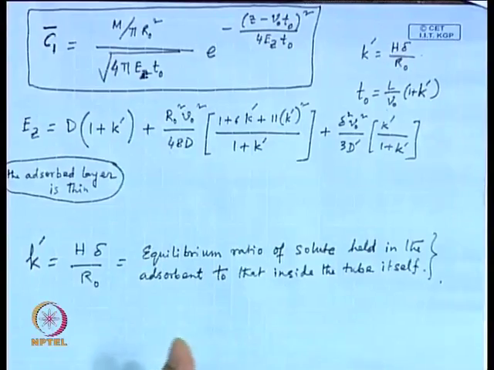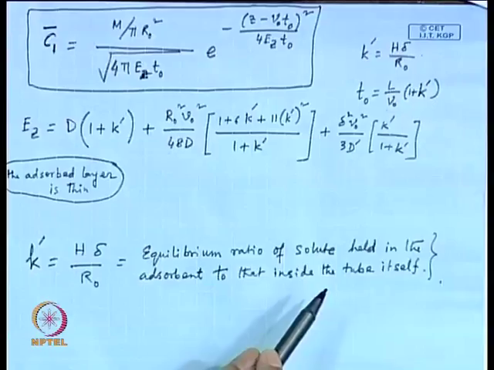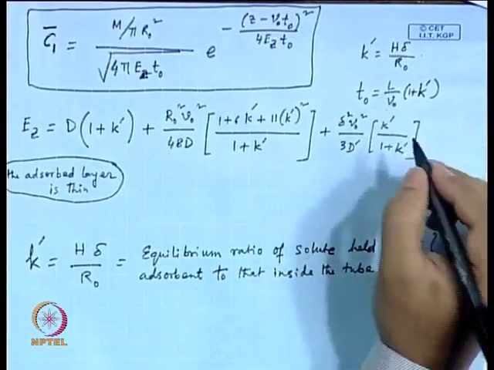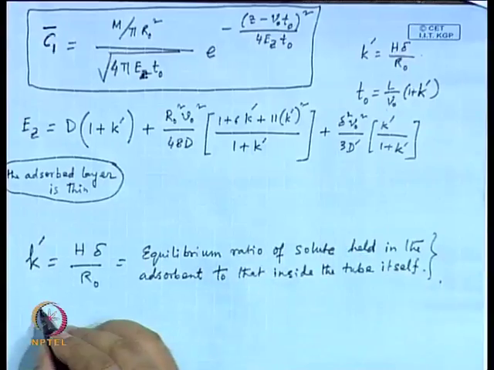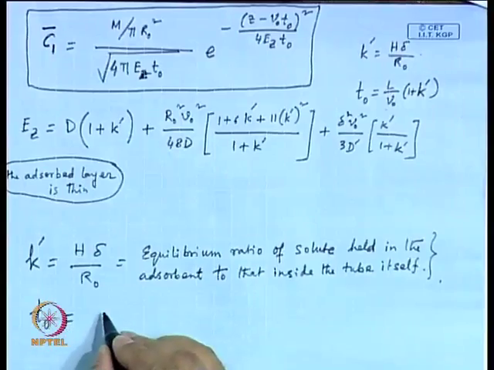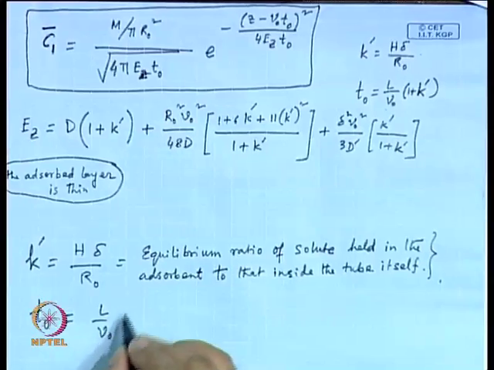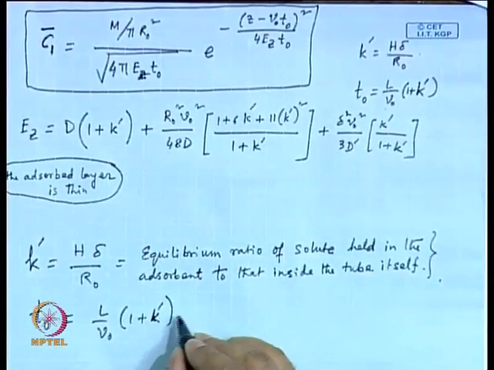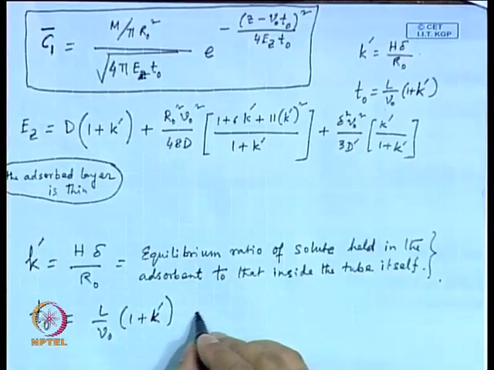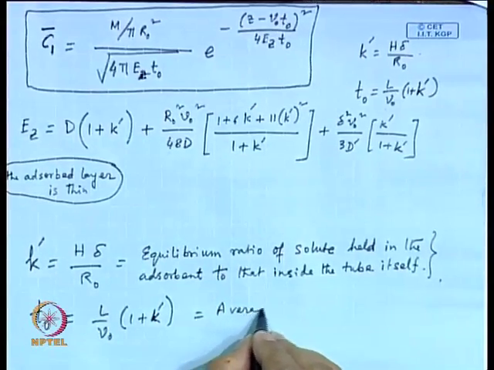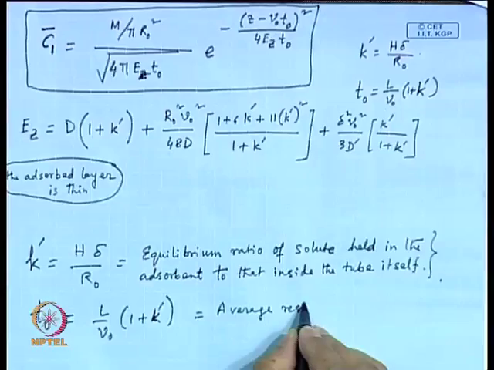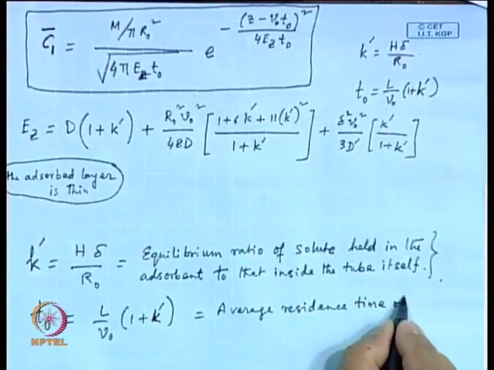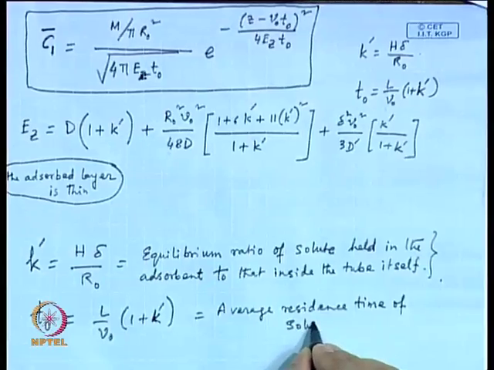Okay, that is what K prime is, the equilibrium ratio of solute held in the adsorbent to that inside the tube itself. Now, when you are writing this T 0 as L divided by V 0 into 1 plus K prime, if I write this once again, T 0 is equal to L by V 0 into 1 plus K prime. So what this gives you is the average residence time of solute.